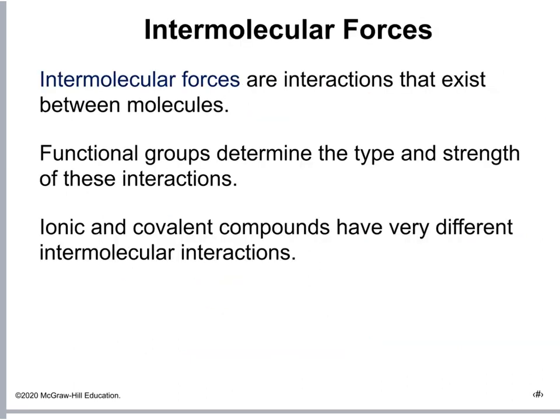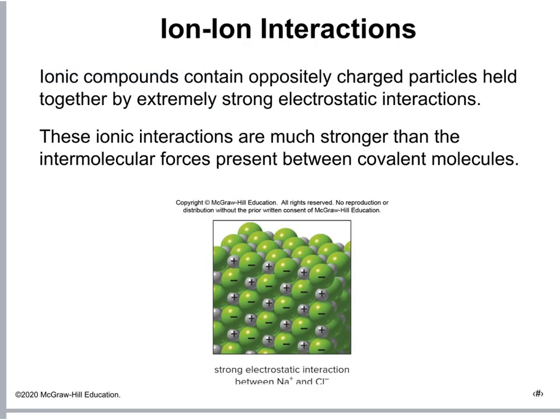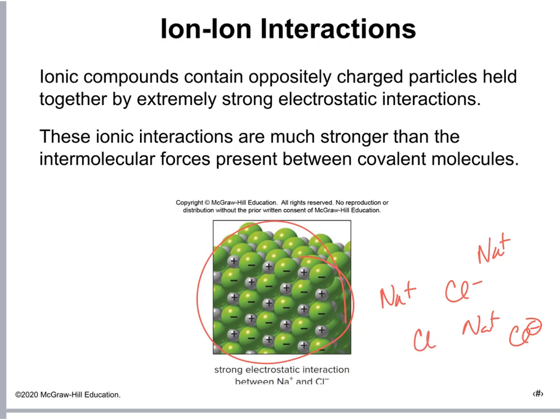So intermolecular forces are interactions that exist between molecules. Functional groups determine the type and the strength of these interactions. Ionic and covalent compounds have very different intermolecular interactions. So an ion, it gets like this network. Every sodium and every chloride will kind of hang out with all the sodiums, and chloride will orient itself. And that's just kind of how that happens. And so salt, sodium chloride, it's a solid at room temperature. And it's very water soluble. So this is those ion interactions.